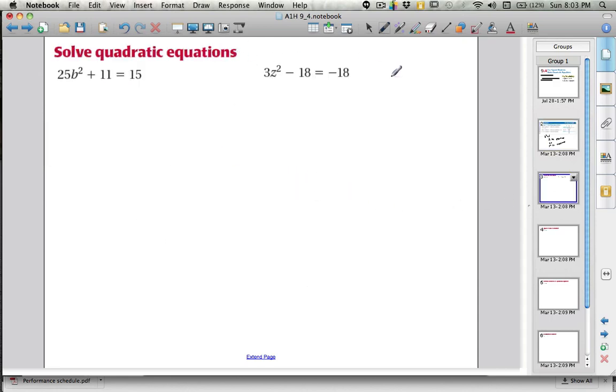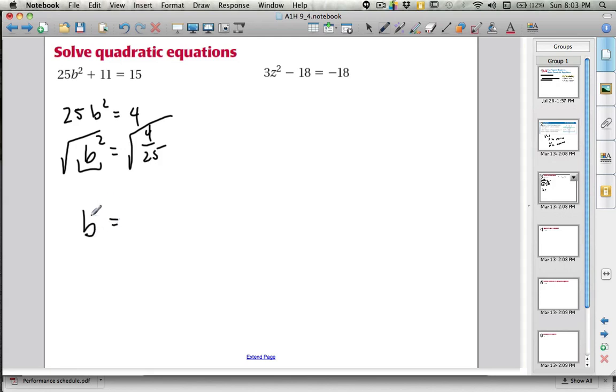So if we want to go ahead, when solving by taking square roots, the first thing we want to do is isolate the square. So I'm going to subtract 11. 15 minus 11 is 4. And then I'm going to divide by 25. And once I've isolated the square, then I can take the square root of either side. So the square root of b squared is b, and that was my point. I need to solve for b.